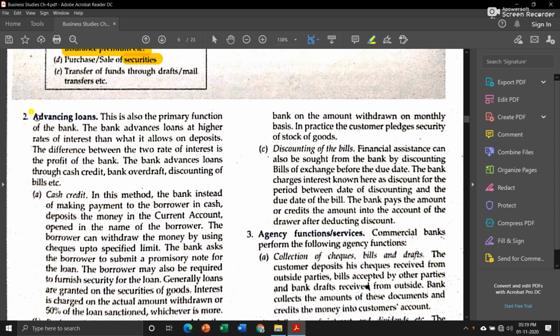Now let us see point number 2, advancing loans. This is also a primary function of the bank. The bank advances loans at a higher rate of interest than what it allows on deposits. It means they give less interest on deposits and charge higher rates of interest on providing loans, and the difference between these two rates is the profit of the bank. They advance loans through cash credit, bank overdraft, and discounting of bills.